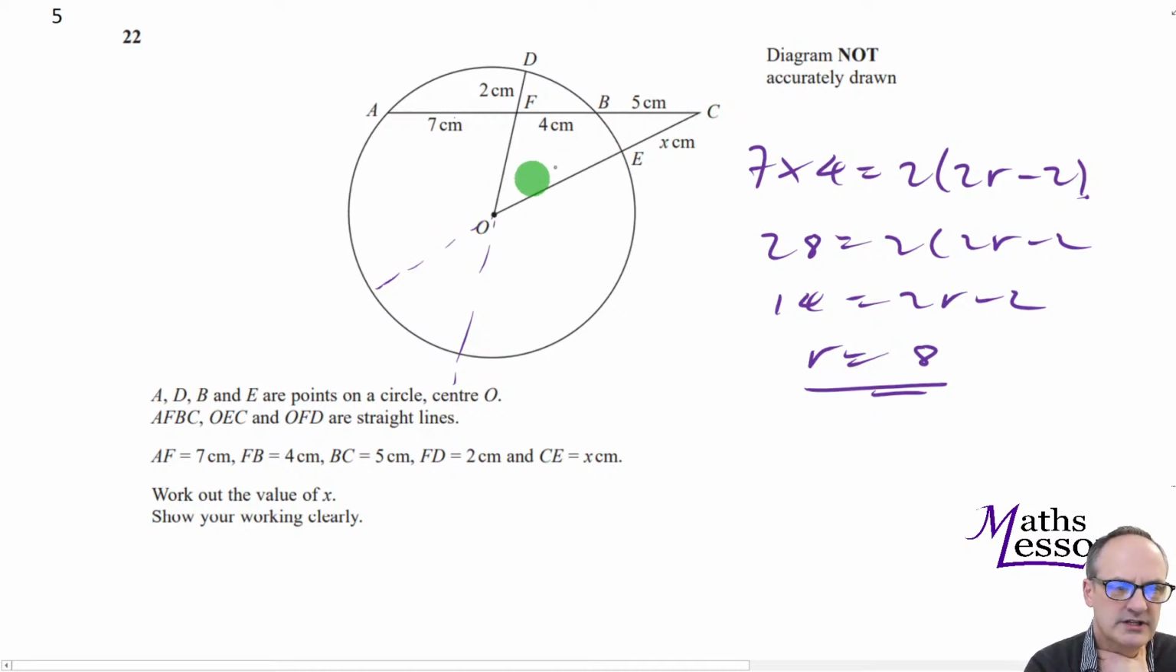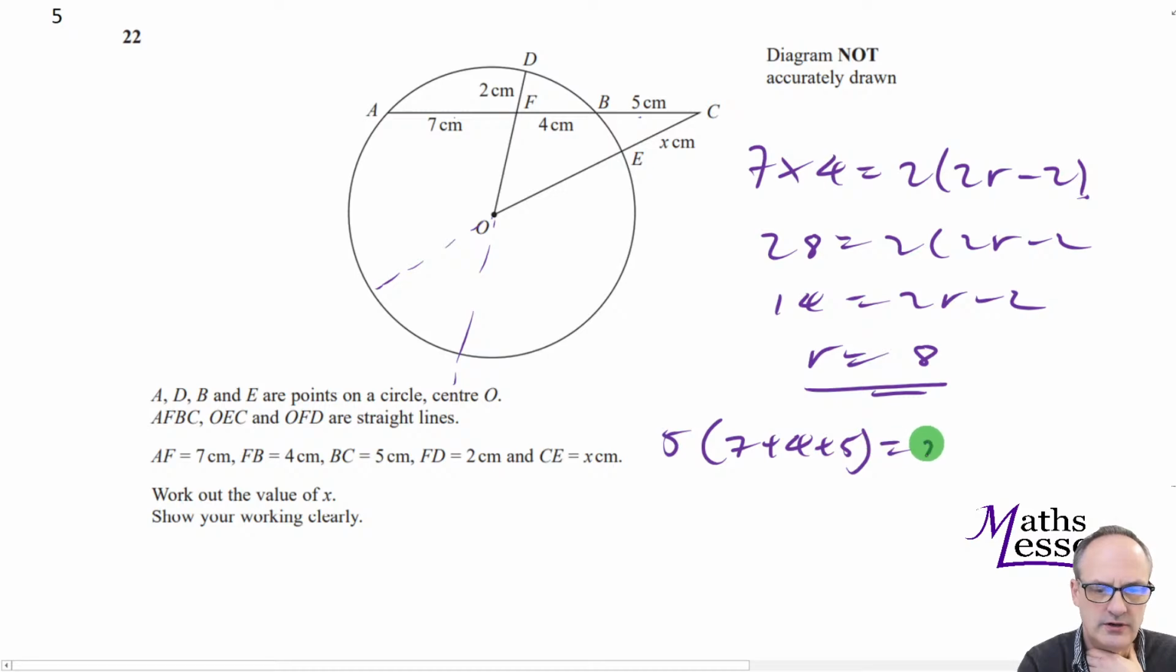So we've now got an external intersecting chord. So we've got x times the whole length of this equals 5 times the whole length of this. So we've got 5 times 7 plus 4 plus 5. Okay, for this one here. And then we've got x times x plus 2r, which is 8, which is 16. And we've got a nice little quadratic here.